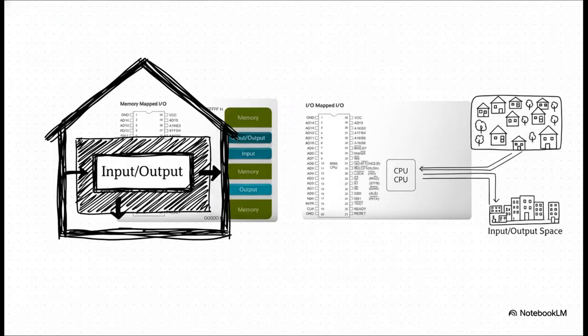So you can see it here visually. With memory mapped I/O, all your devices are just kind of slotted right into that big block of main memory. But with I/O mapping, you get two totally distinct spaces, a big one for memory and a smaller, separate one for I/O. Think of them like two different neighborhoods.